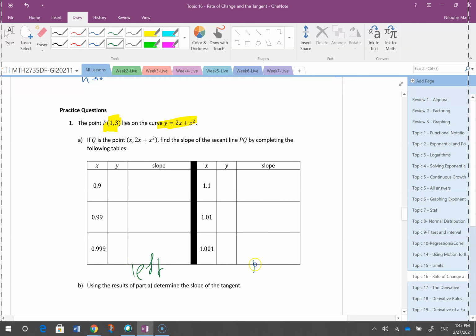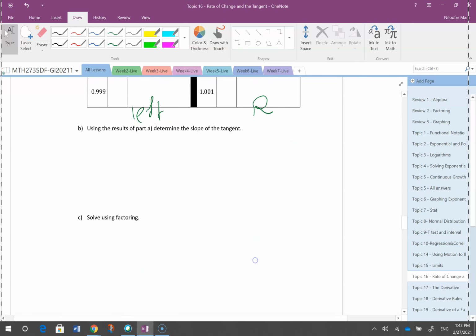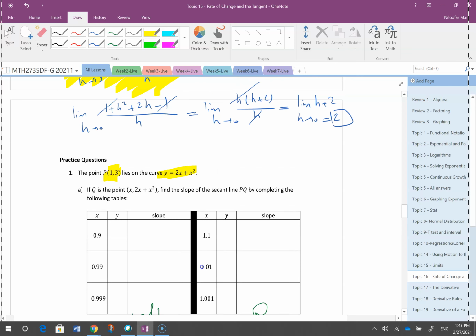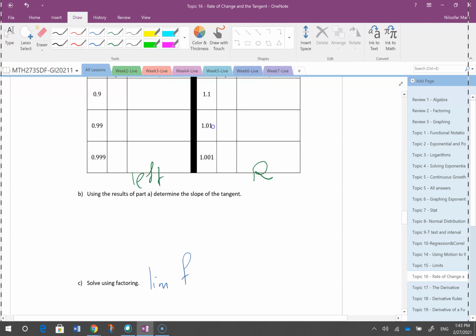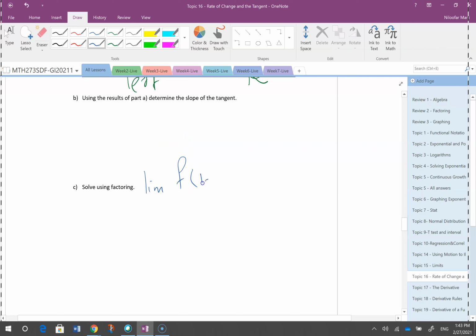Here you go from right. Okay, you go towards 1 from right. Then you need to do many calculations. So I say, don't do that. What is the function? It's x squared plus 2x. Oh, okay. So limit, which point is that? 1 and 3. So the limit of f(1 plus h) minus f(1), divided by h, as h goes to 0.